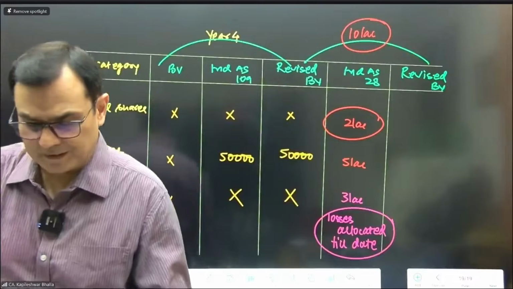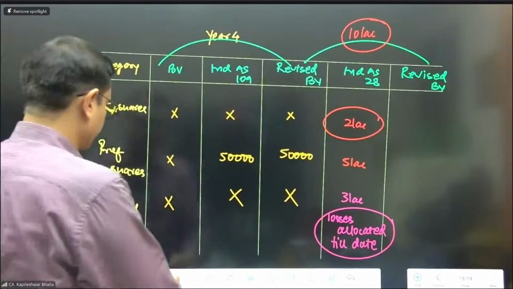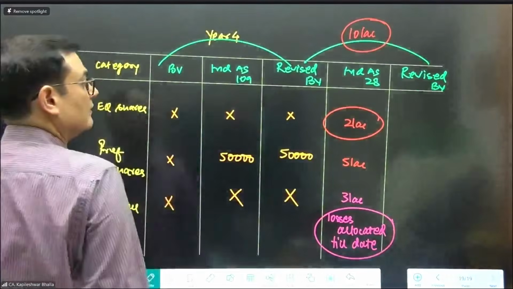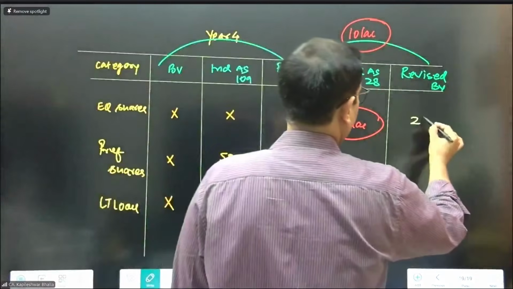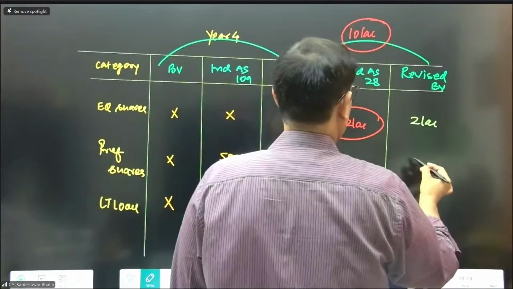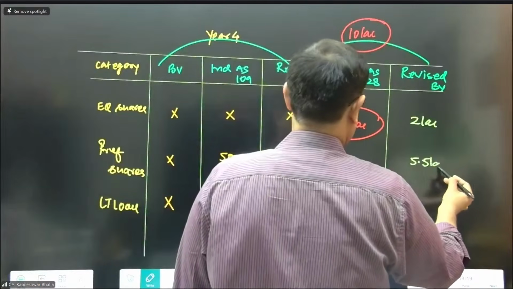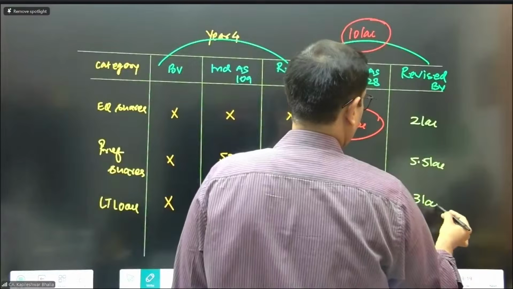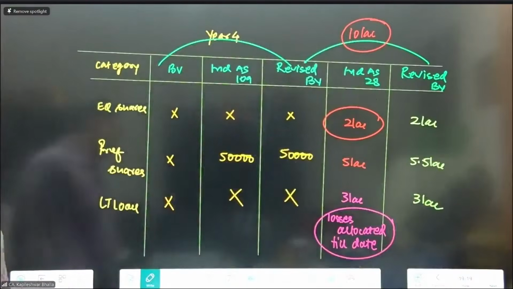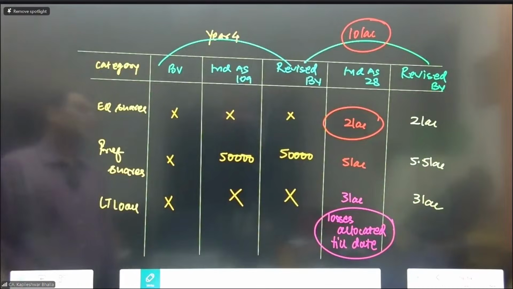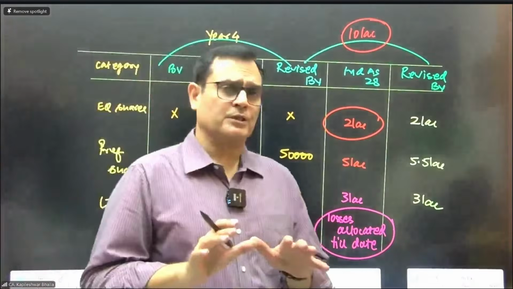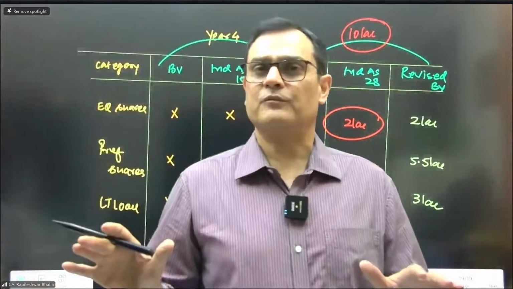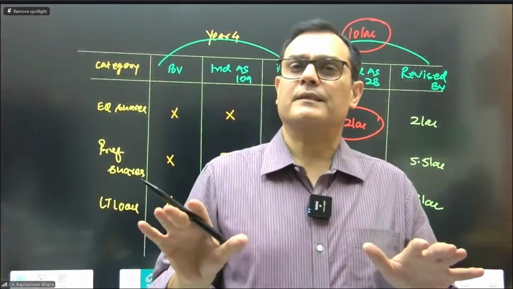So with this, we can get the revised values. This comes to 2 lakh, this comes to 5.5 lakhs, and this comes to 3 lakh. These are the revised values post the allocation of the gains as per Index 28. Now, there are no carry forward losses. All the losses stand absorbed.